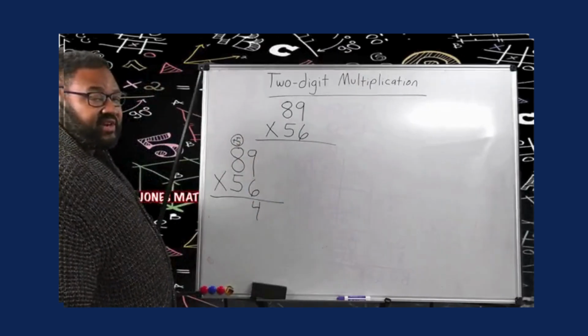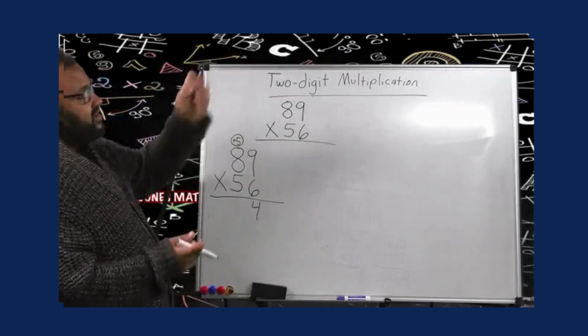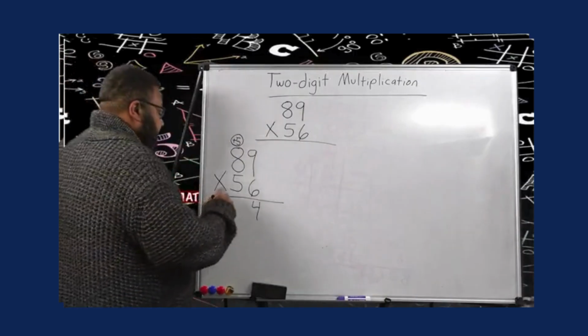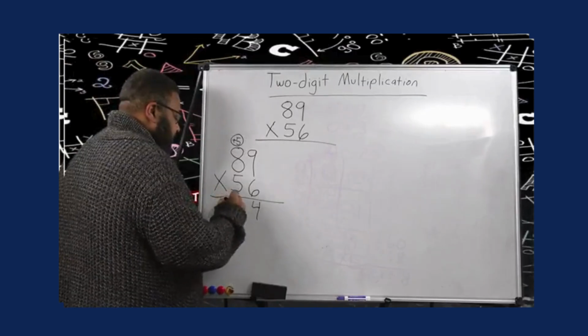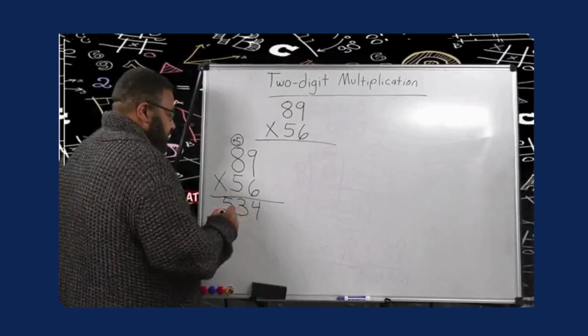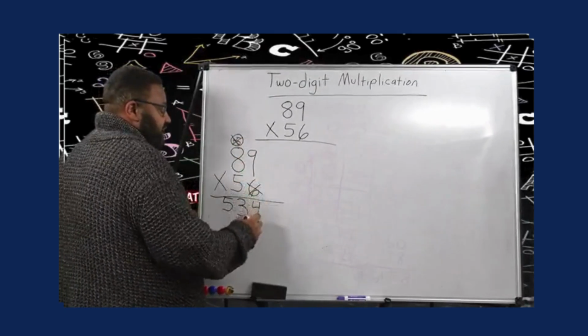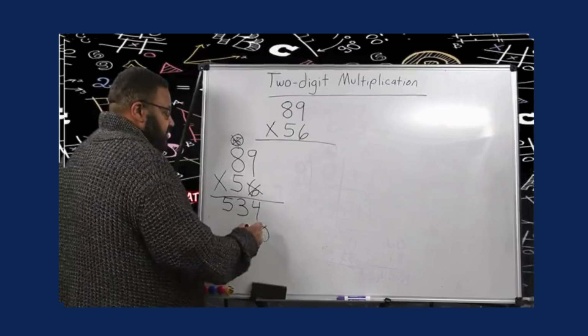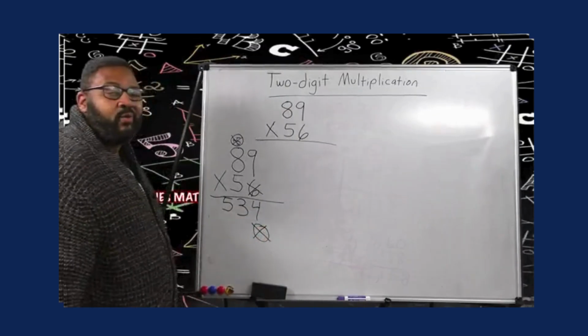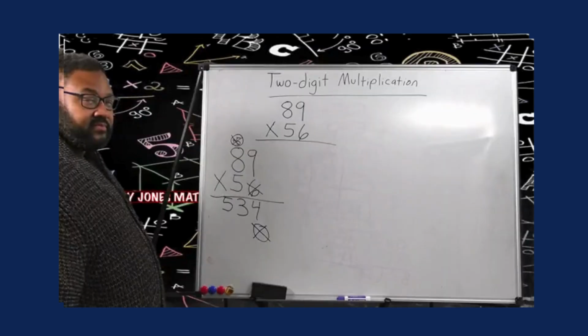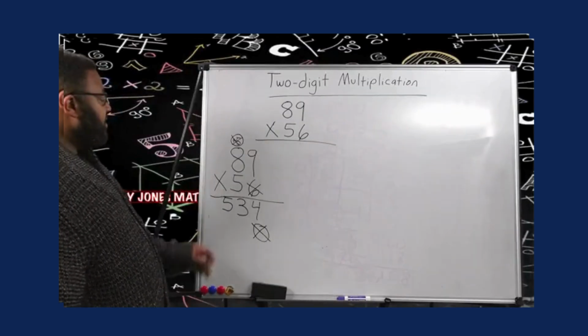8 times 6, we already said, was 48. 49, 50, 51, 52, 53. I'm done with my ones place. That's why I crossed this out. And I put a placeholder here for my ones place. Everybody with me?